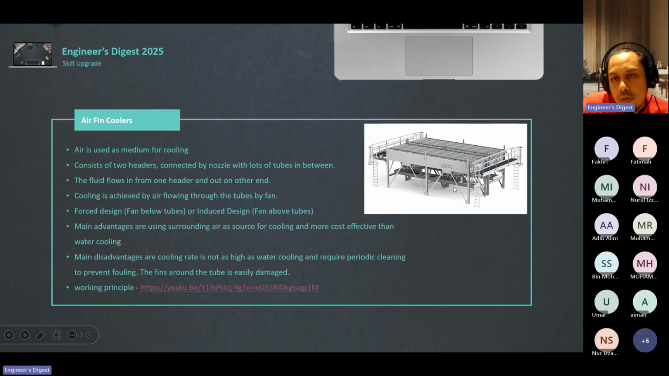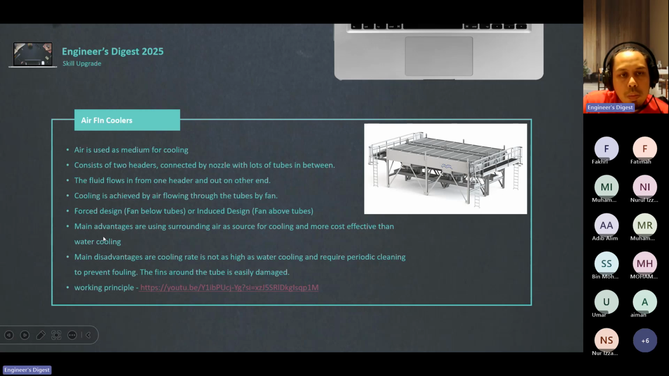So if you have a fan below here, we'll call this a forced type fin fan cooler. What does it mean by forced? It means that this air is forced to go from below to above. This is forced type. If you have the fan above, then this is called an induced type. Typically, what you can see in a refinery is this type of fin fan cooler. So it's a forced type.